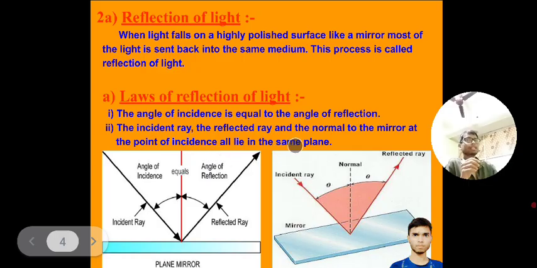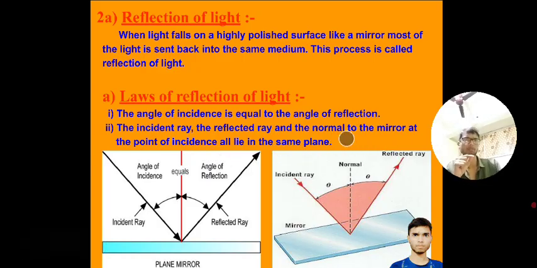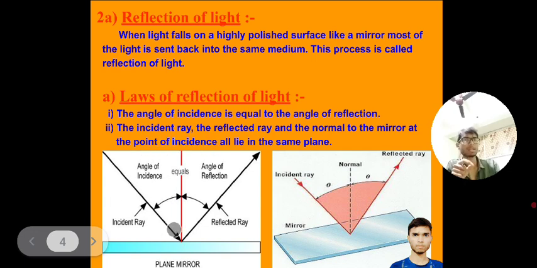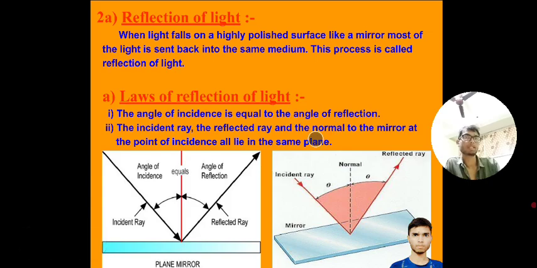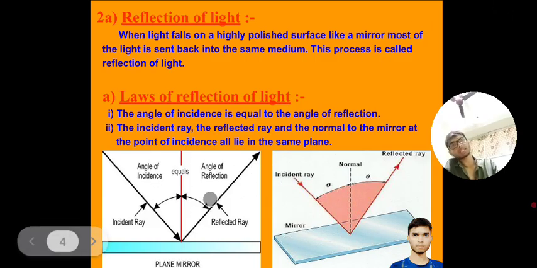Next we have the incidence ray, the reflected ray and the normal line. We have discussed what the incidence ray is. This is the incidence ray. The incidence ray is a ray which comes from the source of light, and the reflected ray is a ray which comes after hitting the surface. So the incidence ray, the reflected ray and the normal line to the mirror will lie in the same plane at a plane mirror. This will always happen. It is the second law. This is the second law of reflection of light.